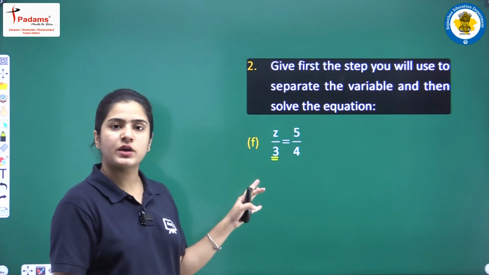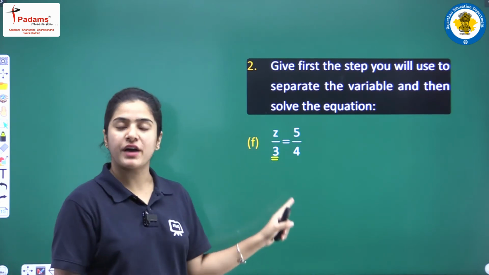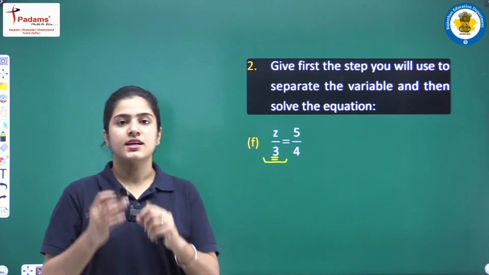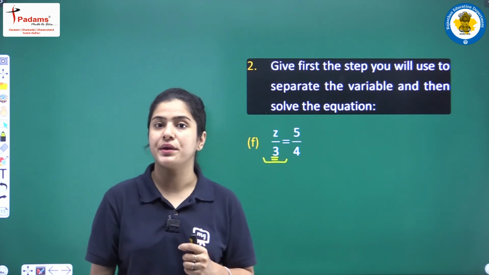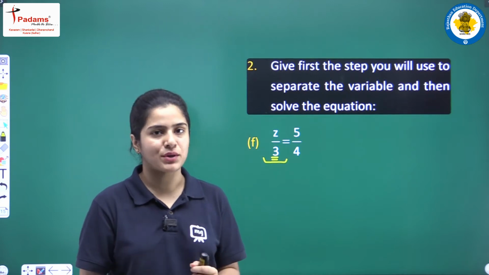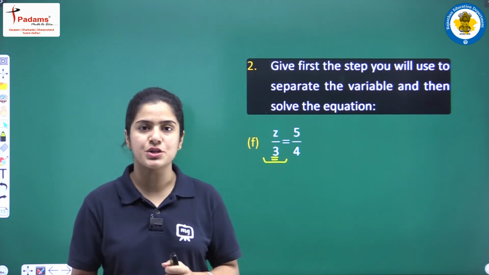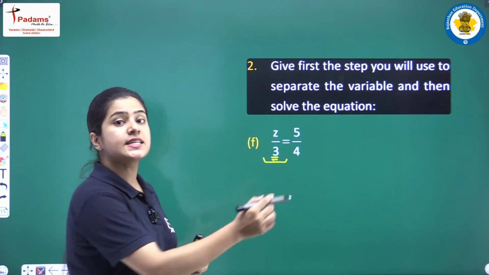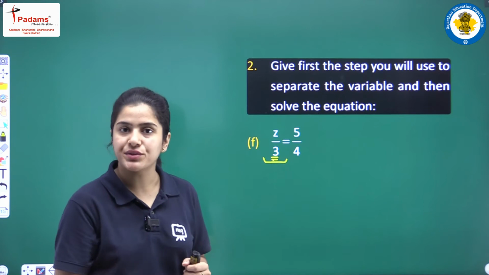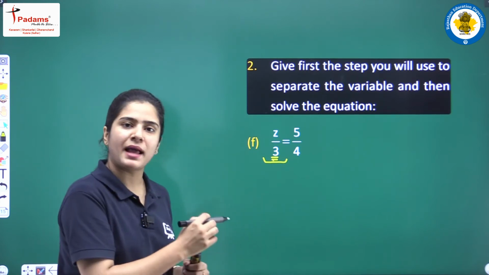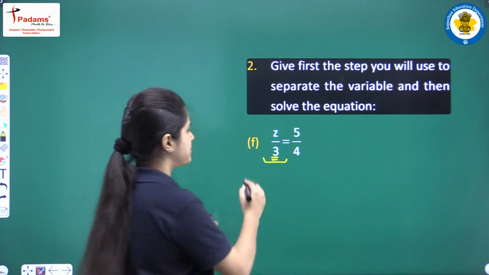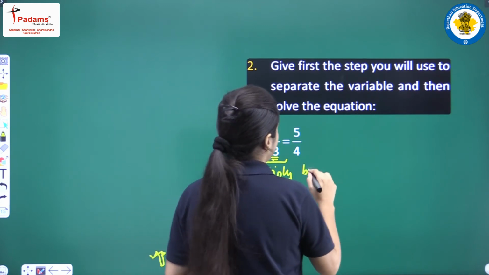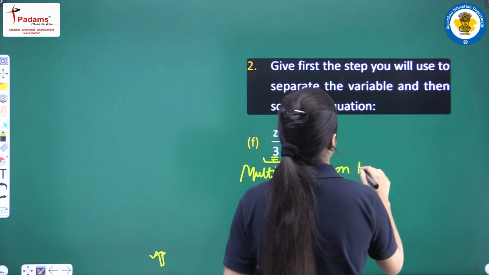Now students, have a look here. Z upon 3 is equals to 5 upon 4. Clearly students, in the first step it is clear that 3 is in division with the variable. So if we have to separate the variable in the first step, what we need to do? This is in division with the variable, so what we will do? We will multiply by 3 on both the sides.